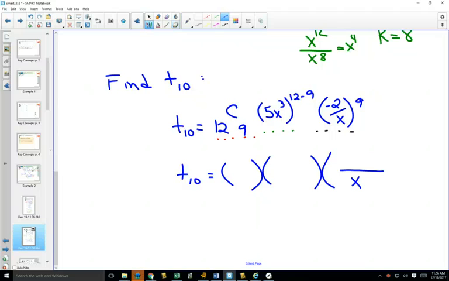Okay. Except for 1. 12 choose 9 is 220. 5 cubed is 125. X cubed to the 3 is x to the 9. Negative 2 to the 9 is negative 512 over x to the 9. Notice that your x to the 9s cancel out, which gives us our constant term. We multiply all of our numbers together, 220 times 125 times negative 512. We get a very nice big number for our constant term.